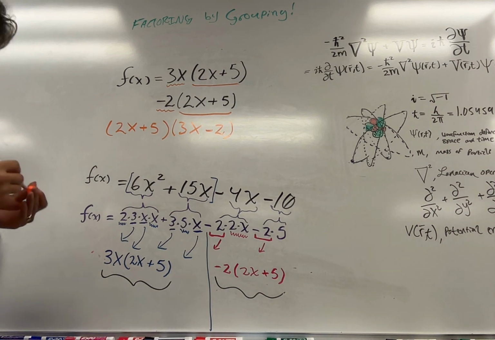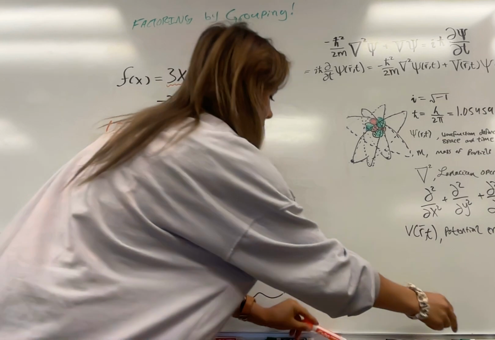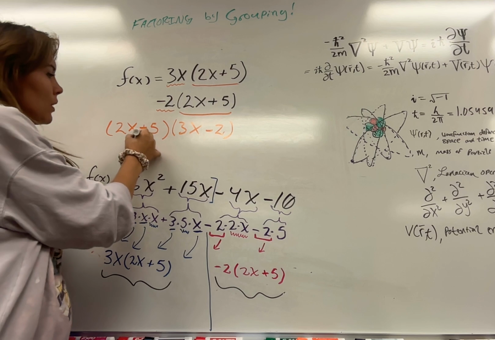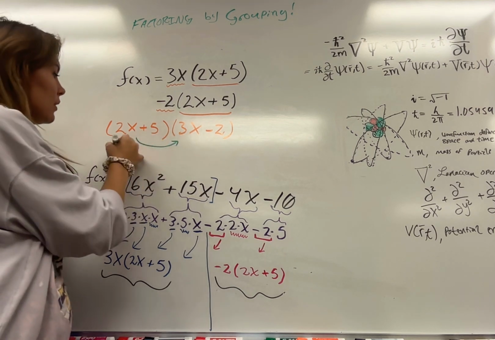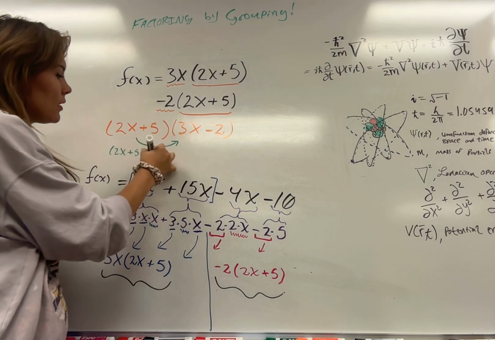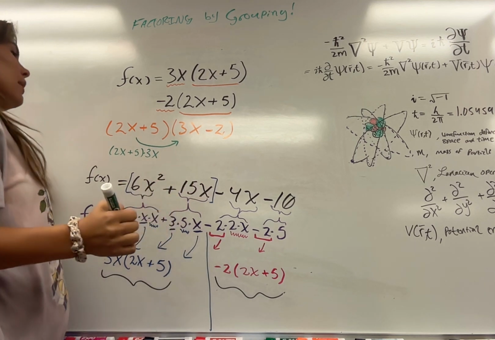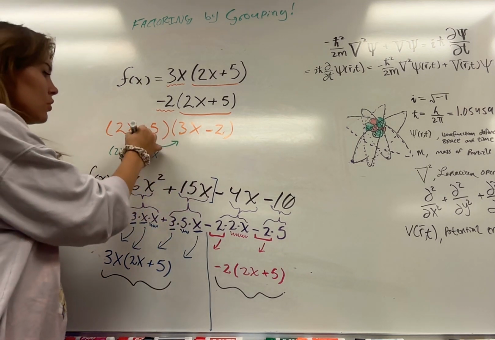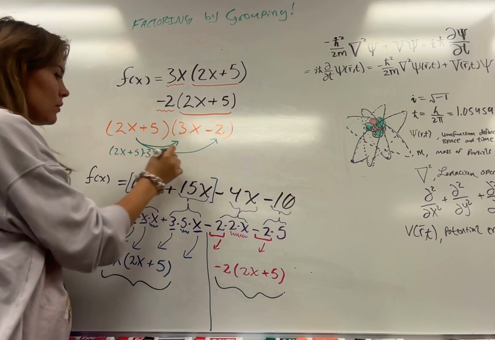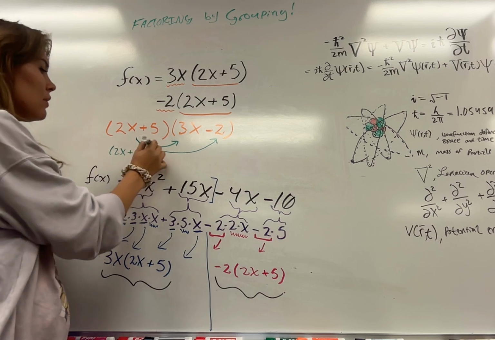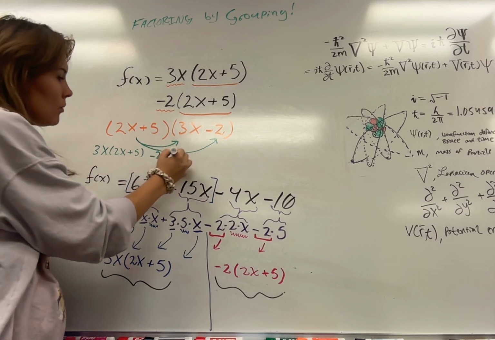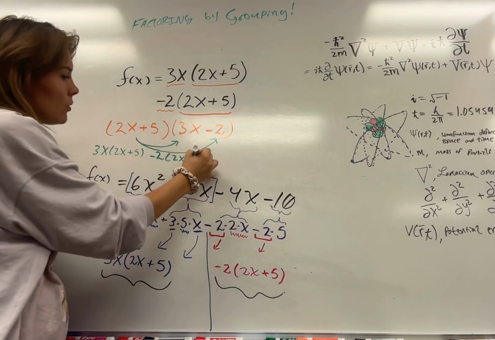Now, we prove to ourselves that this is acceptable, that this is okay and legal in terms of mathematics, if we simply recognize that if we were to multiply this back in, we would get 2x plus 5 being multiplied by the first term, which is 3x. And then we would have 2x plus 5 being multiplied by the second term, which is, I'm just going to move this 3x to the front so it looks better. We'd have that minus 2 being multiplied by 2x plus 5.